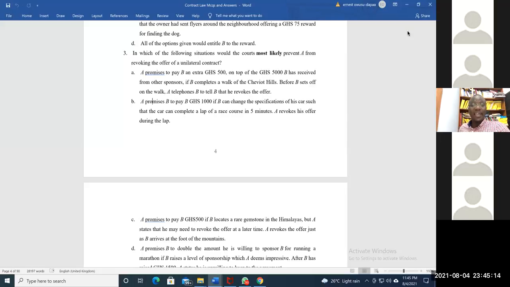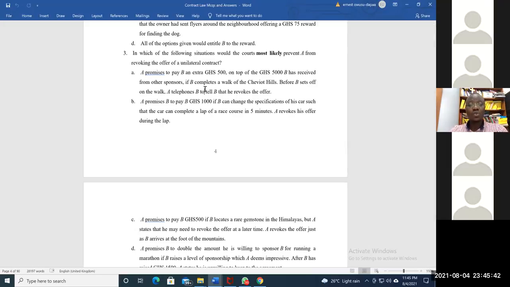And if you look at A, before B set off on the walk, meaning that performance has not commenced. So technically, nothing prevents A from revoking this unilateral offer, and it's consistent with the Errington and Errington line of authority. So A is out. So let's come back to B.